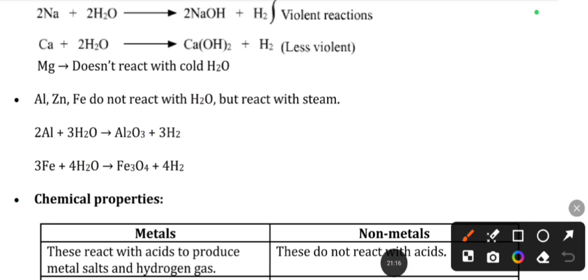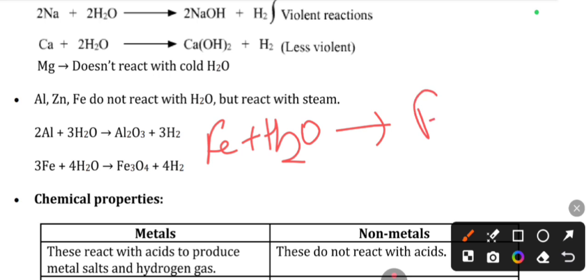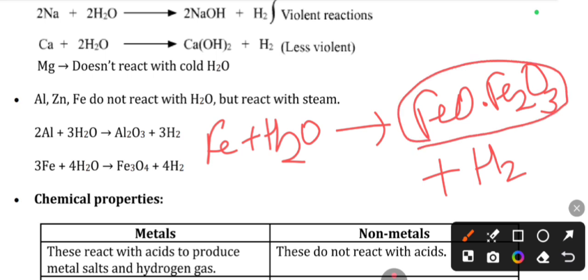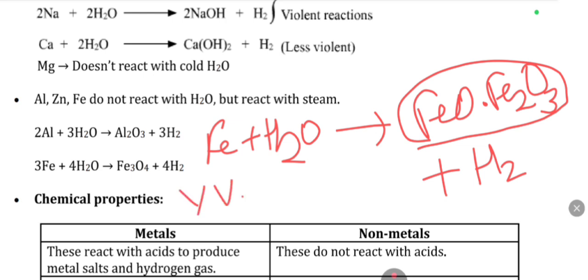So they can ask in this form also: iron plus H2O gives FeO dot Fe2O3 plus H2. Okay. So instead of Fe3O4 they can write FeO dot Fe2O3. Very, very important reaction.